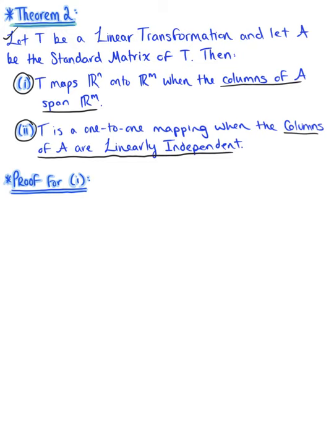And now the last thing that I want to point out to you here is that both of these statements include the word when. Now, when we have a when statement, that's the same thing as an if and only if statement. So in theory, we need to verify both directions for both of these statements. For statement number one, we want to show that if T maps Rn onto Rm, then the columns of matrix A span Rm. And we also need to show that if the columns of A span Rm, then T maps Rn onto Rm. And the same idea holds true for property number two.